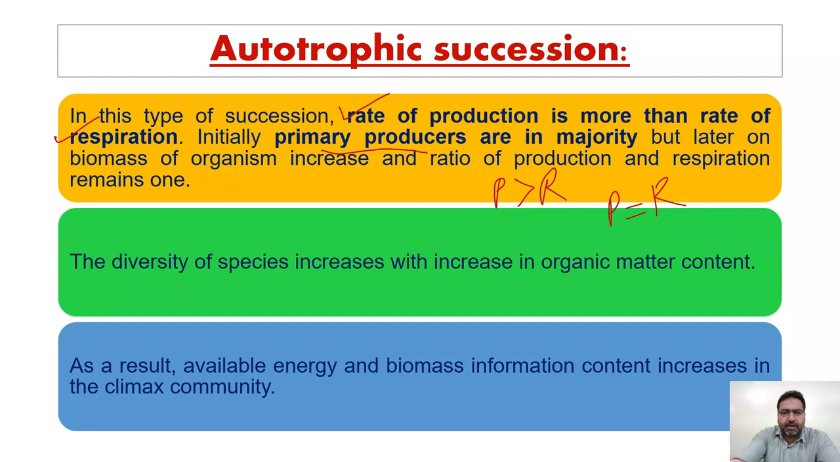The diversity of species increases with an increase in the organic matter content as well. As the organic content increases, the diversity of species also increases. And as a result, the available energy and biomass information content increase in the climax community.